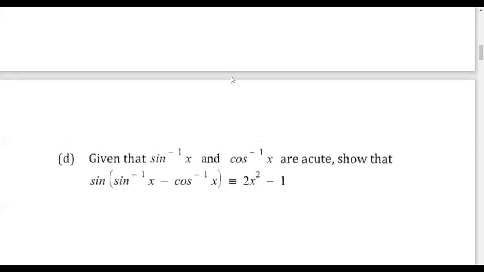So for this question, we're told, given that sine inverse x and cos inverse x are acute, show that sine of sine inverse x minus cos inverse x equals 2x squared minus 1. So that comes down to how well you know what these things represent. Before we launch into the algebra, let's think of what we're trying to do.